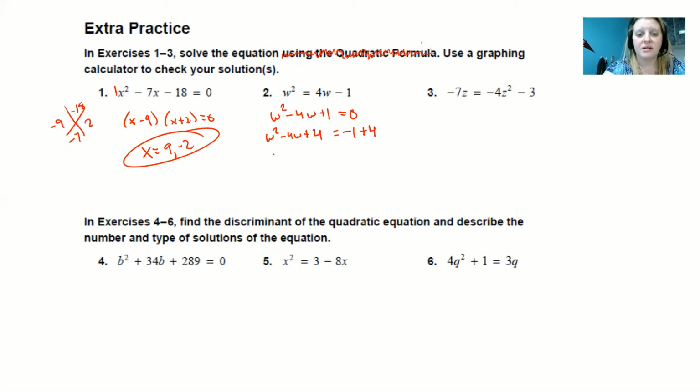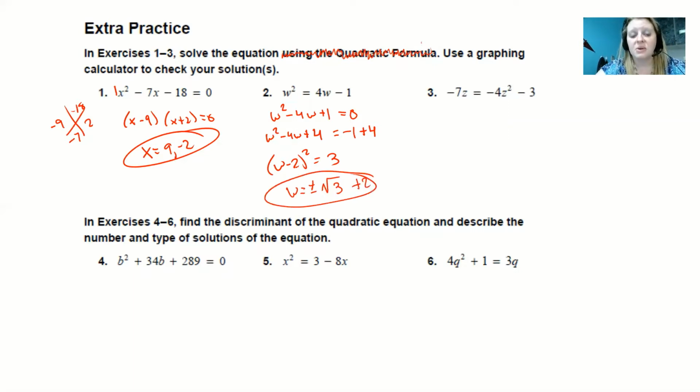So then this factors very nicely into w minus 2 squared, and you get 3. And really, I can wrap this up in 2 steps. I can take the square root, so it'll be plus or minus root 3, and then all I have to do is add the 2 over, and I'm done. So for me personally, I can complete the square faster than use the quadratic formula, so I'll probably go with that method if my numbers are nice and friendly and small to work with.